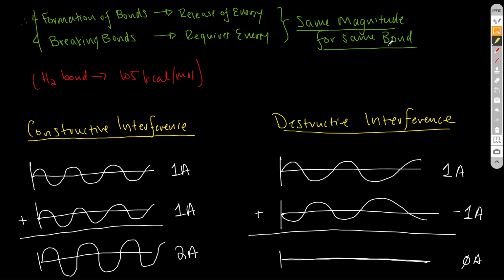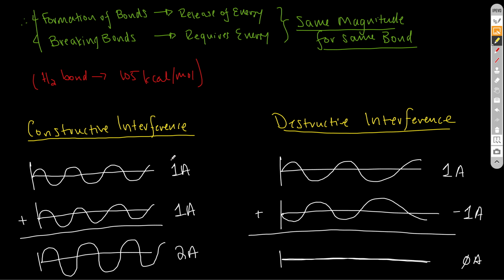And you might remember from general chemistry, bond enthalpy, right? You just change the sign of delta H for whatever reaction is occurring. So the H2 bond is 105 kcal per mole. The formation of that bond will be one sign, and the breaking of the bond will be the other.